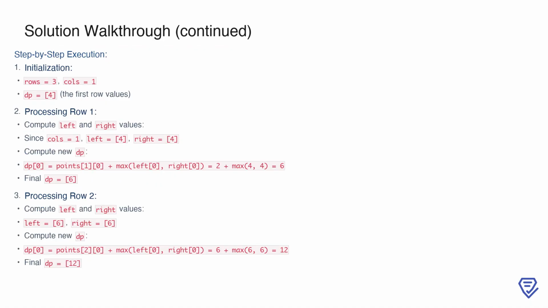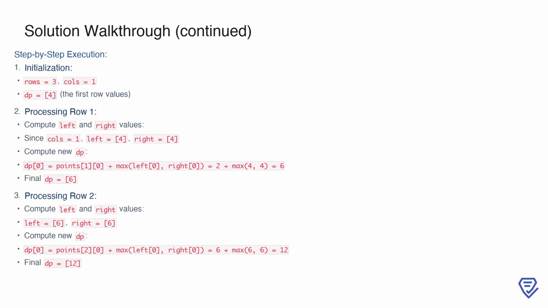In the single column example, the grid has 3 rows and 1 column. Here, we initialize dp with the first row value, which is 4. Since there's only 1 column, both the left and right arrays are identical to dp, starting with 4. For the second row, we calculate the new dp by adding the grid value 2 to the maximum of the left and right values, resulting in 6. This updates dp to 6.